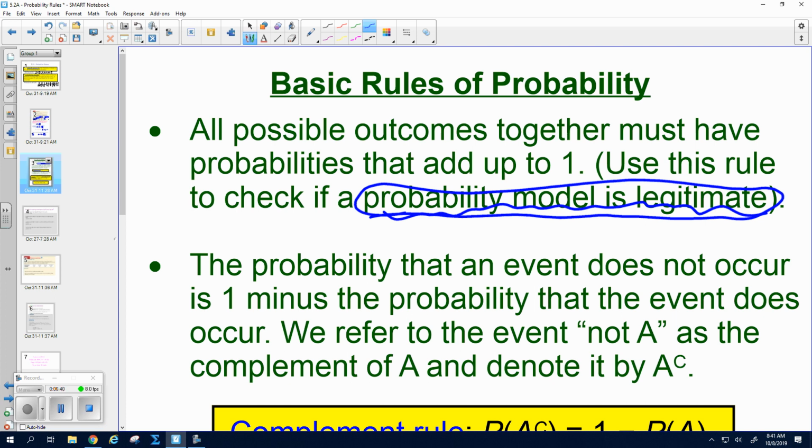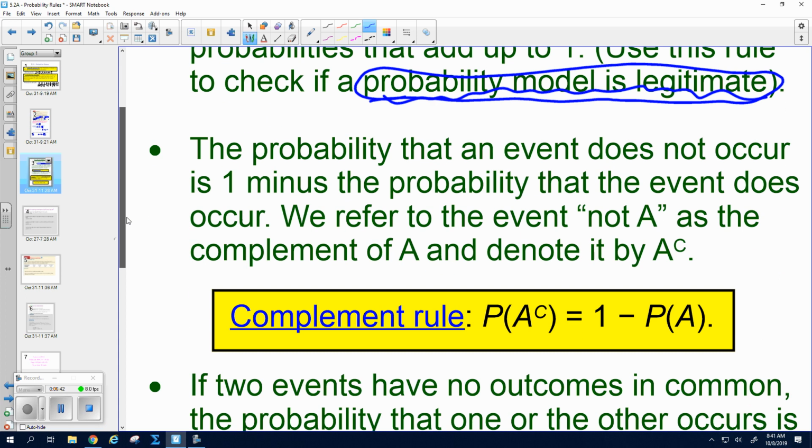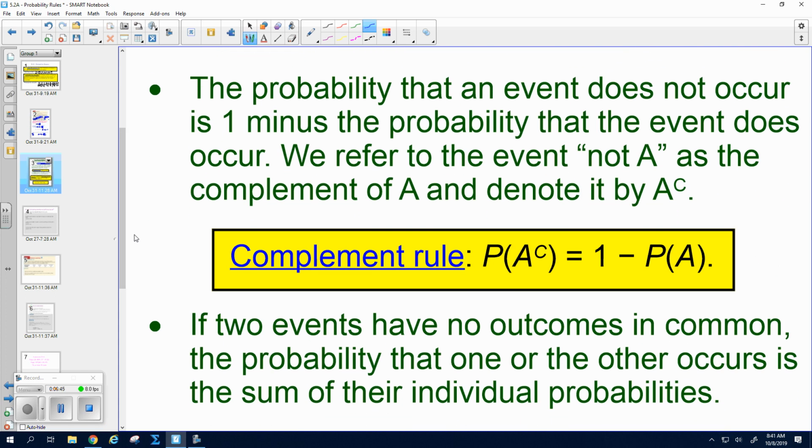All right, you definitely need to write this one down. The probability that an event does not occur is 1 minus the probability that the event does occur. So we just did not a 5, right? Or not a 4. What's the probability of not rolling a 4? And we did 1 minus that.